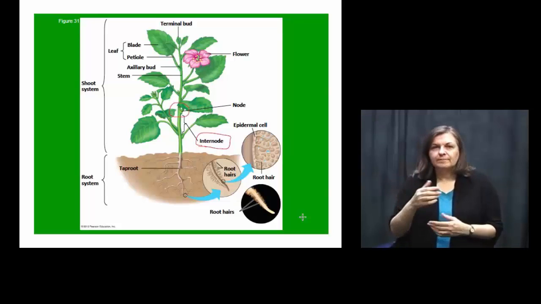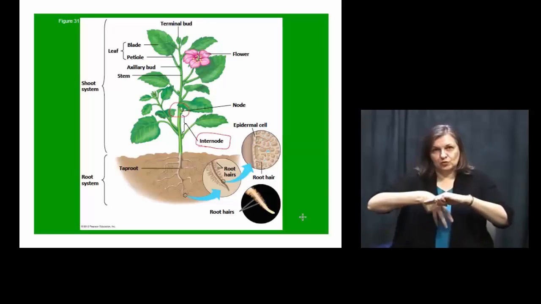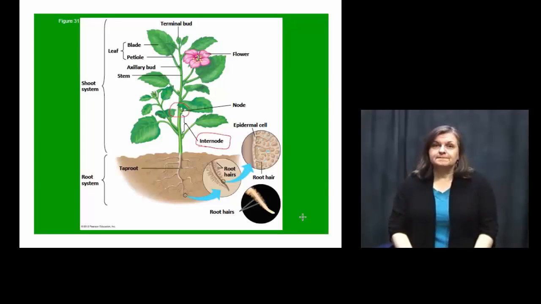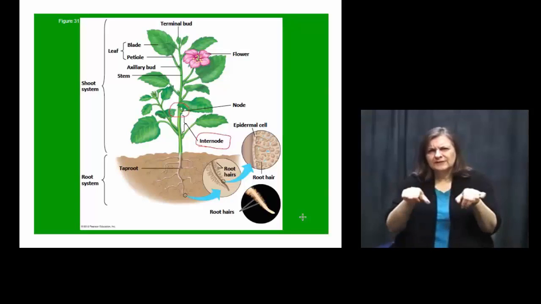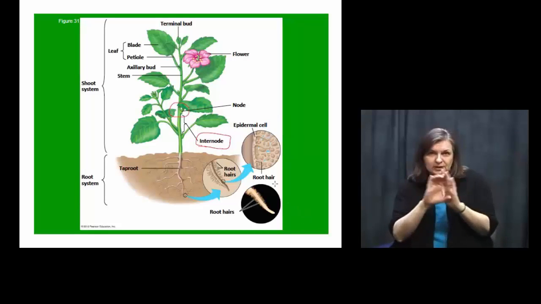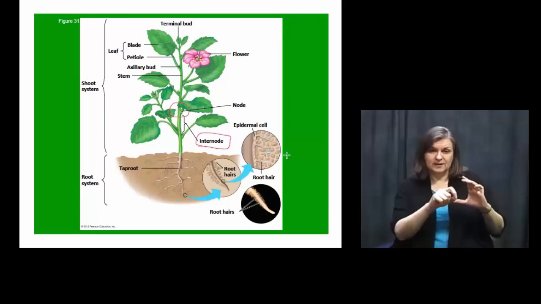Root hairs we look at as increasing the surface area of the root. Okay, well, why would that be important? Why does a root need high surface area? So if you look at the inset, they have little tiny water droplets drawn. Does that give you a hint?